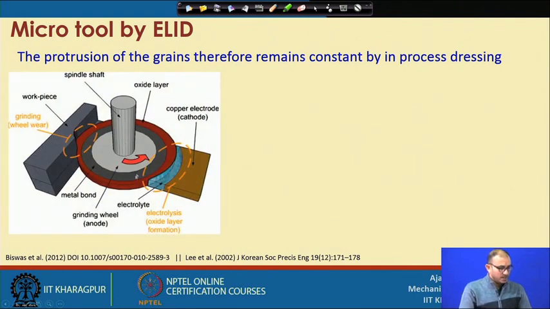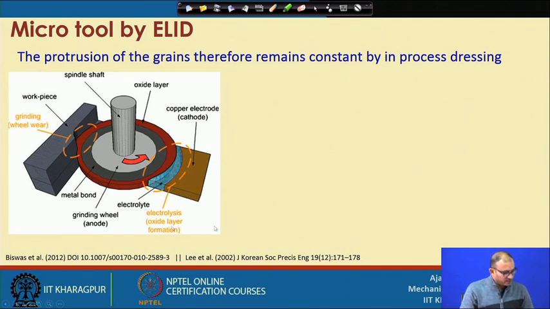So, this is the setup. We have a grinding wheel, but here the grinding wheel is a metallic grinding wheel, because we have to create one type of electrochemical circuit here. This is the anode, because we want to remove material from that part, and this is the copper electrode, which is a cathode connected with this. At this location you are doing the machining operation, and at this location we are doing the in process dressing. And this is the oxide layer, that means the bonding material is the oxide material. Then you can use diamond particles or any other particles also.